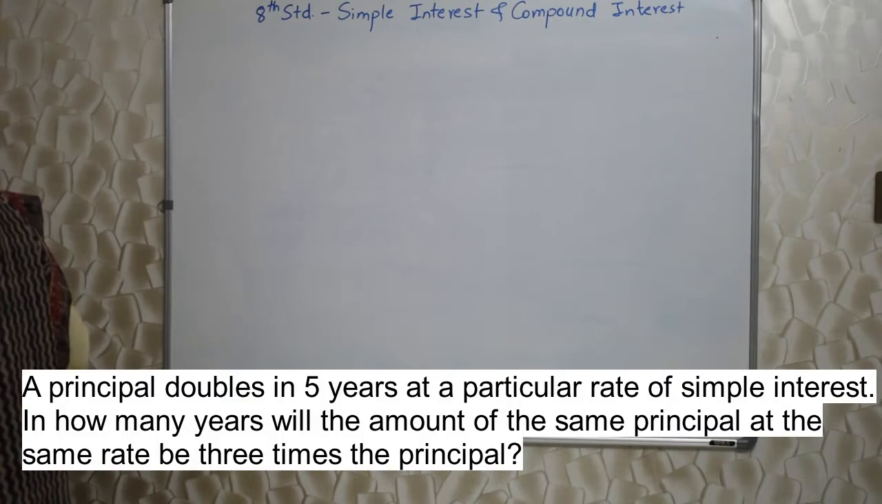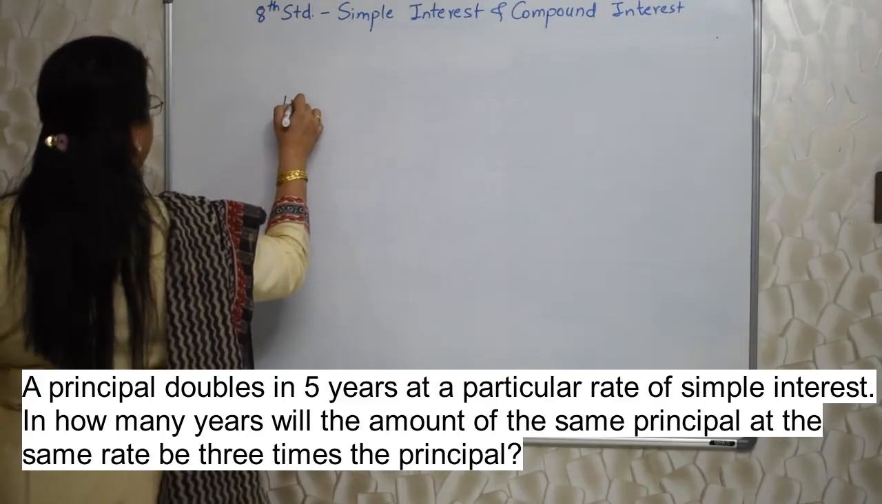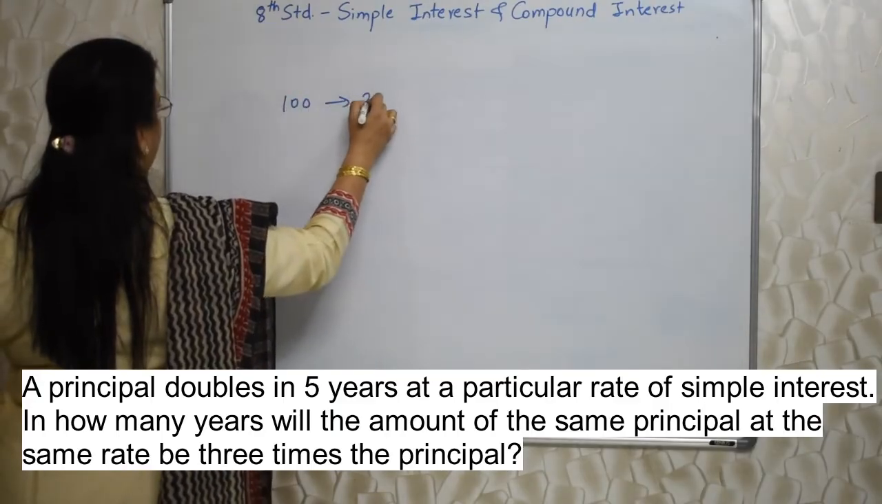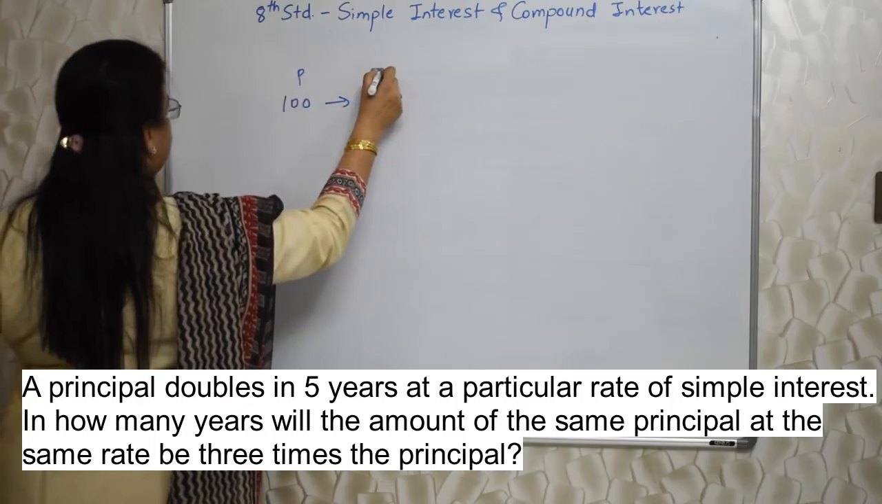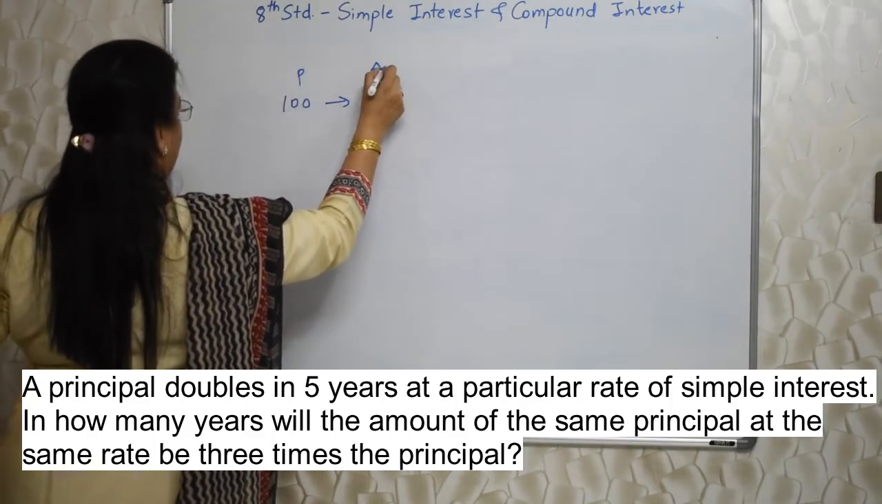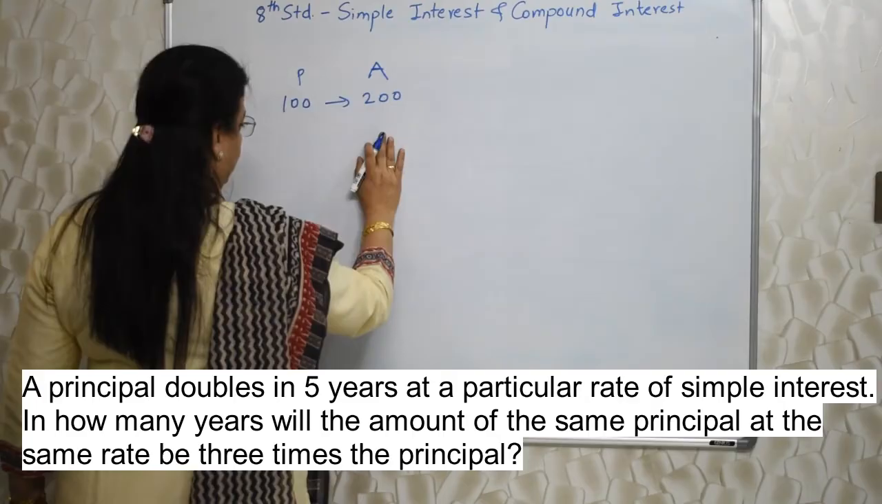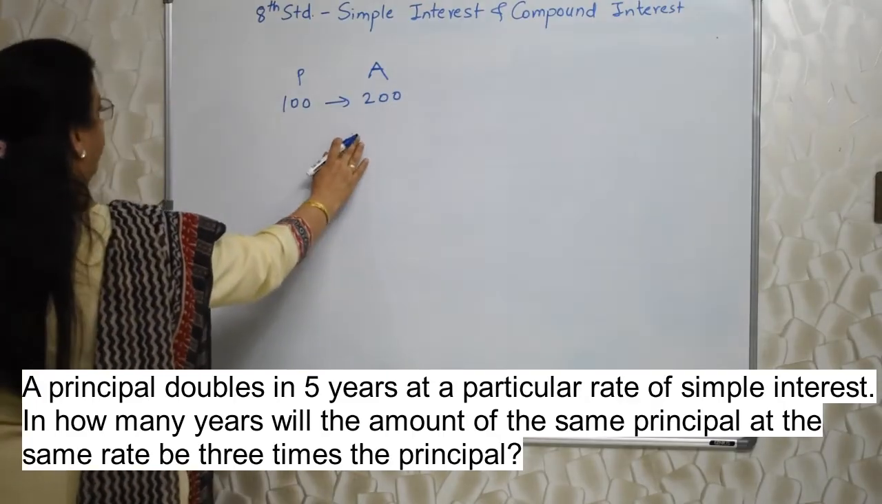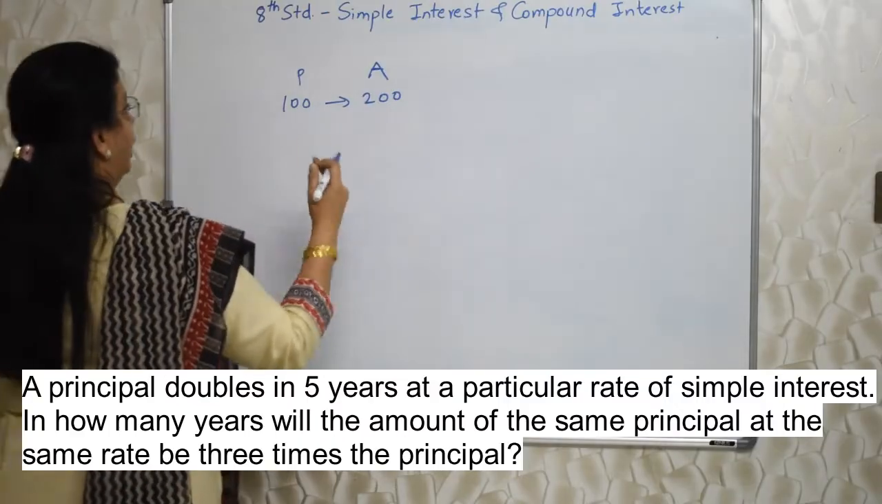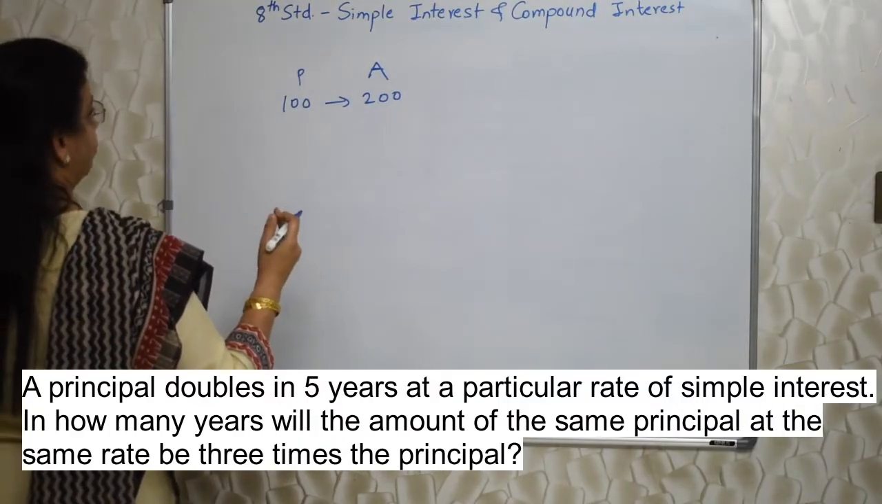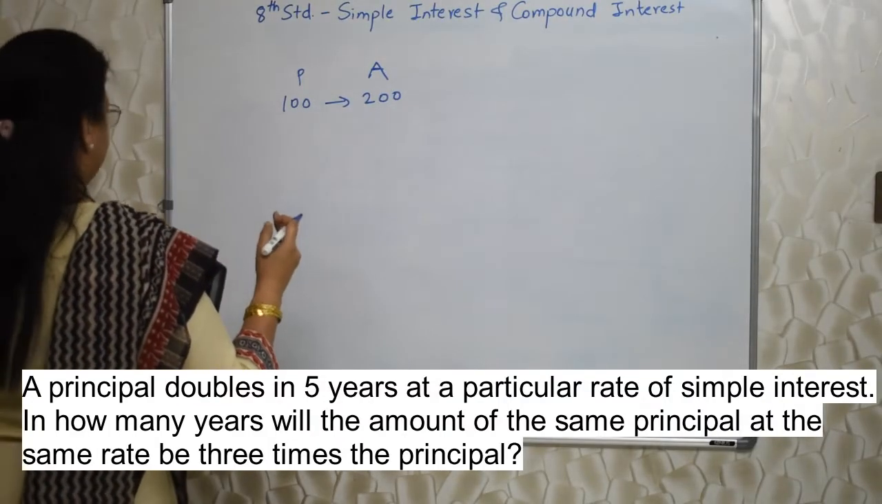The principal doubles in 5 years at a certain rate of interest. Principal double means if it is 100, it becomes 200. Why it becomes 200? This is principal, this is amount. See, I am showing you here step by step. That's why we are going to take more time. But when you know this concept, actual time to solve this particular sum will be very, very less.